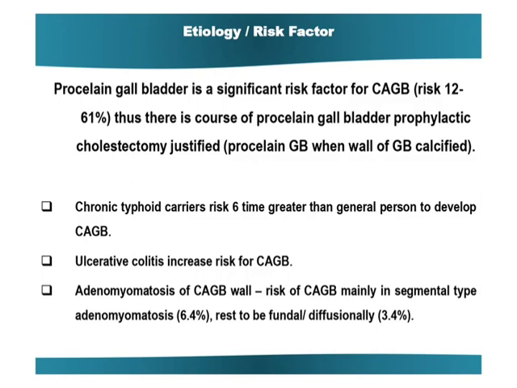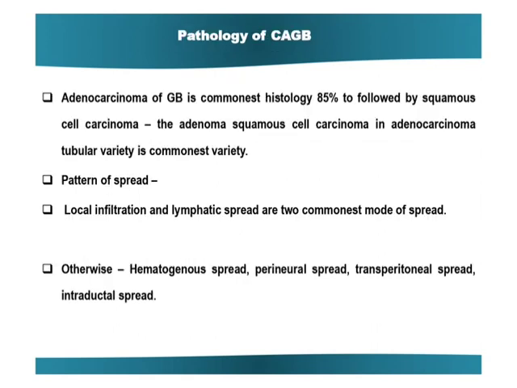So far as the pathology of the gallbladder is concerned, adenocarcinoma is the commonest histology, at 85%, followed by squamous cell carcinoma and adenosquamous carcinoma. Among the adenocarcinomas, the tubular variety is the commonest. Local infiltration and lymphatic spread are the two common modes of spread. Otherwise, hematogenous, perineural, transperitoneal, and intraductal spread do occur, but the more common are local infiltration and lymphatic spread.